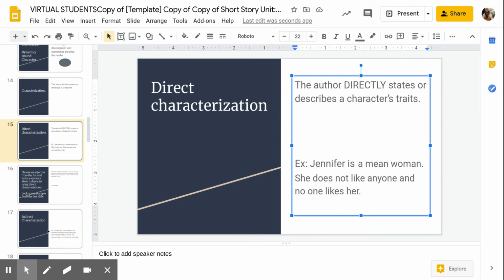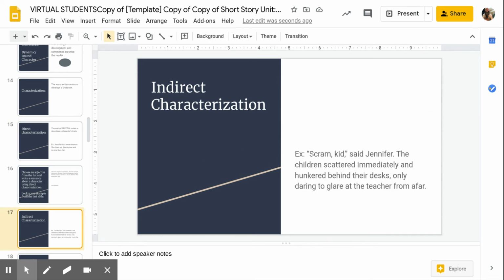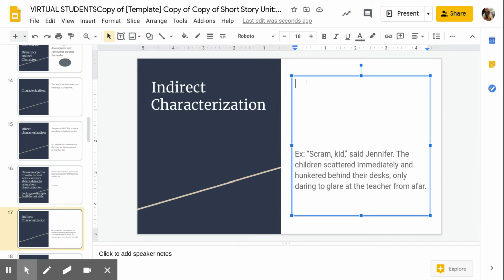We're going to skip this example. We're going to go back to it. So indirect, an example would be, "Scram, kids," said Jennifer. The children scattered immediately and hunkered behind their desks, only daring to glare at the teacher from afar. So they don't come out and specifically say that Jennifer is a mean lady, like in direct characterization. They give you a clue, but you all have to infer that or come up with that conclusion yourself. It's not directly stated. So that's the difference between direct and indirect. Direct is directly stated, and indirect provides clues for it.